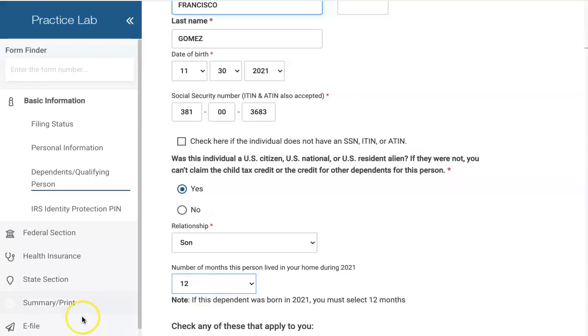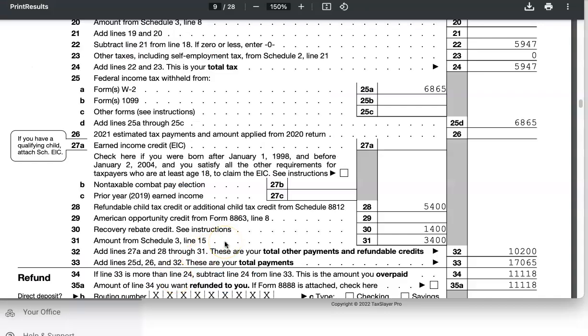be 12 months. As we can see, looking at page 2 of the 1040, the taxpayer's refund has significantly increased from 2020. It's now over $11,000. That's driven by $5,400 more for the refundable child tax credit. If you take $3,600 for each of the two children, that's $7,200 minus the $1,800 advance child tax credit received. That's how you get to $5,400 more of refundable child tax credit.